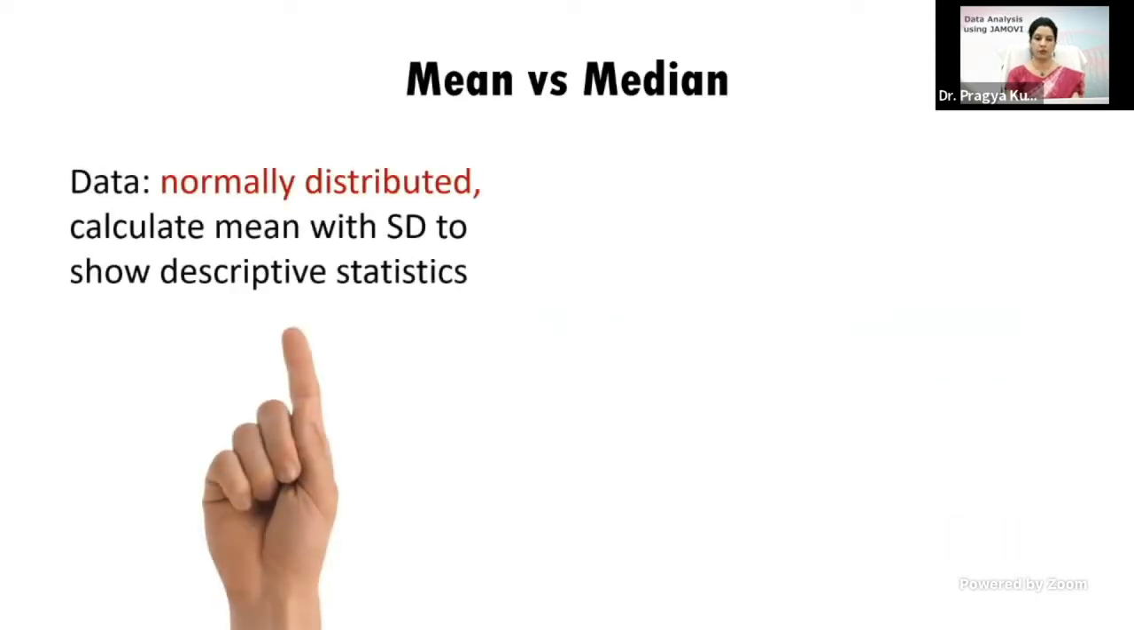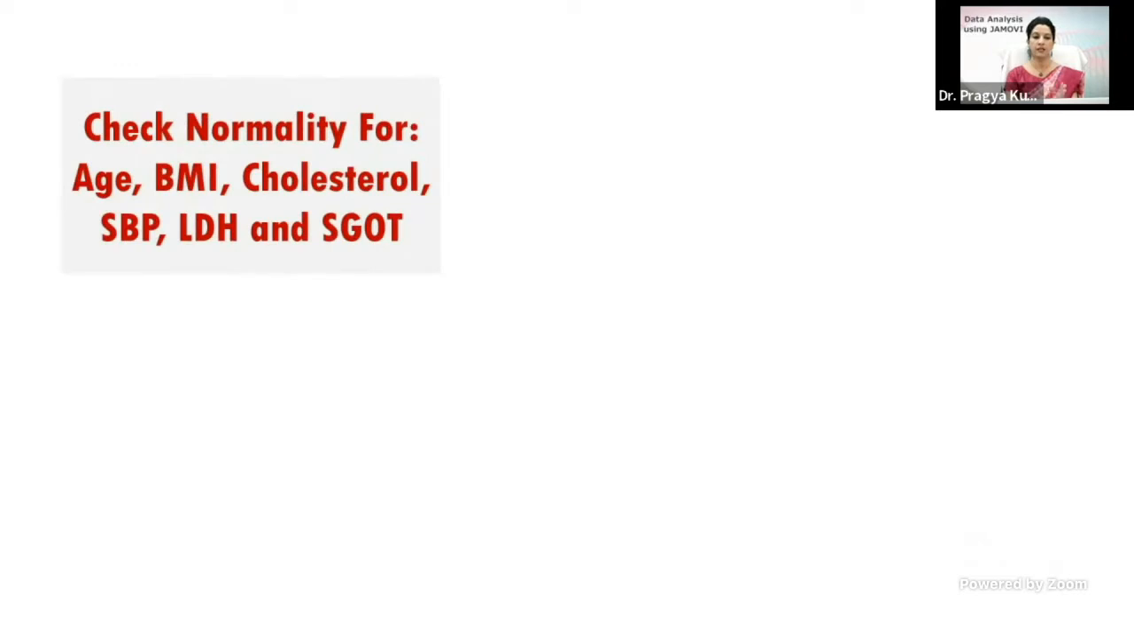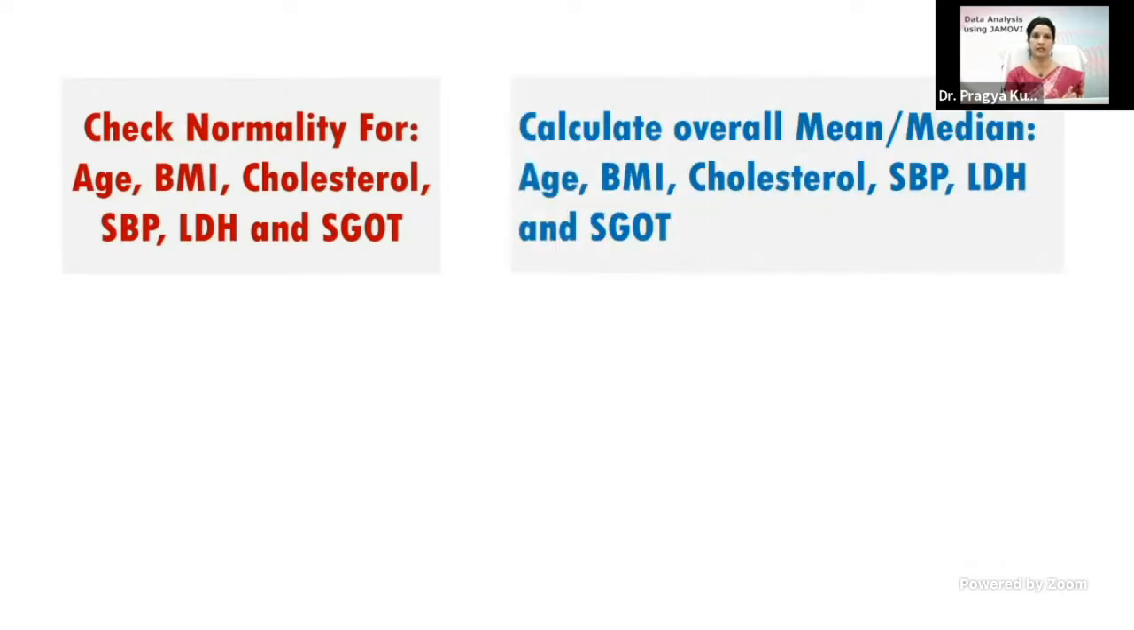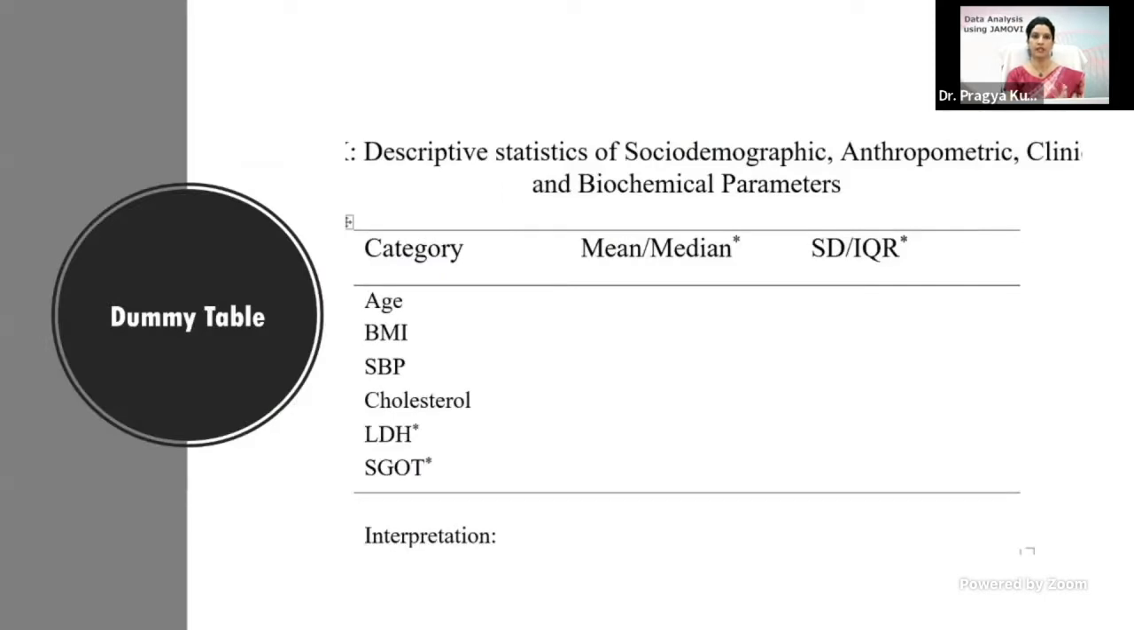And we know about mean and median, that if the data is normally distributed, you need to report the mean along with standard deviation. But if the data is skewed, you need to report median with interquartile range. Then you have to check for the normality that we have seen, the overall calculation of mean, median, and mode, and then you have to report it. So this is the dummy table for all these socio-demographic, anthropometric, clinical and biochemical parameters. Depending on the skewness of your data, you will report mean or median along with standard deviation or the interquartile range.